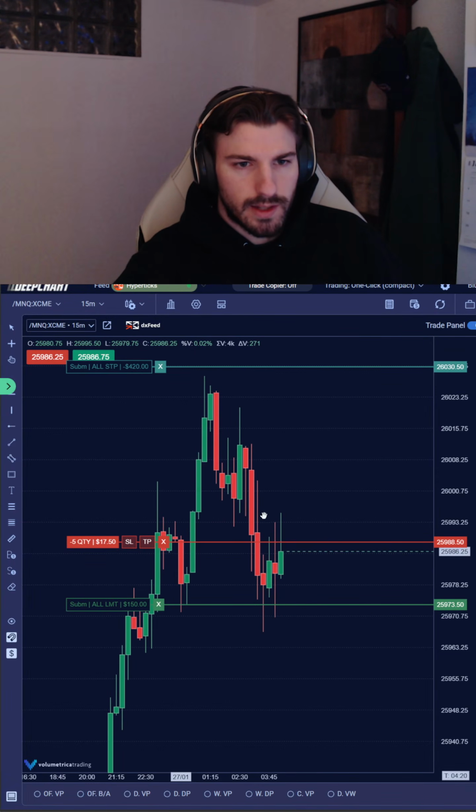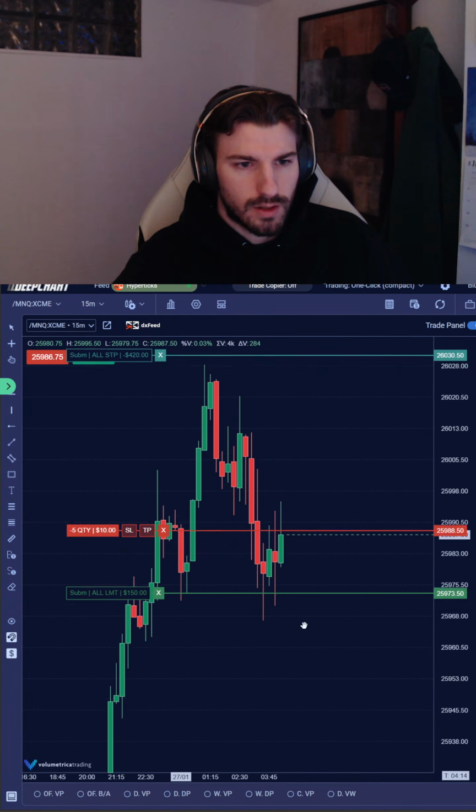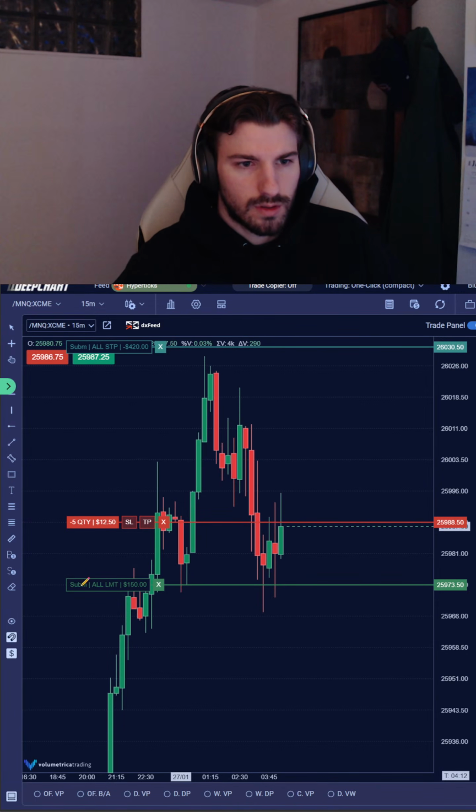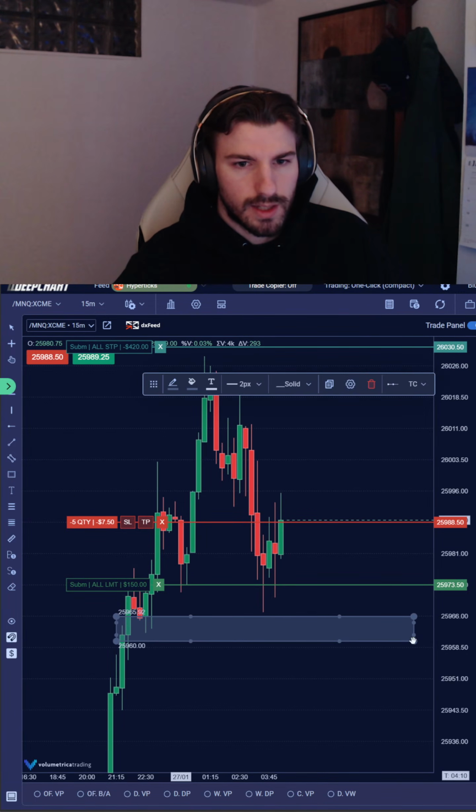We're stuck inside this small range, but the intraday is showing the possibility of starting a downtrend or needing liquidity, breaking that level below before eventually coming up for the New York session.